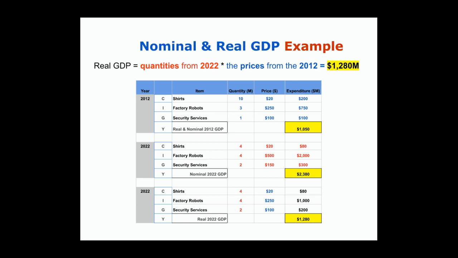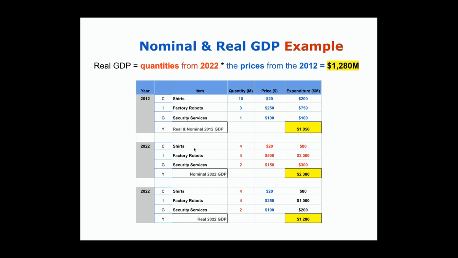So if we look at 2012, and we look at a very simple economy with just some consumption, some investment, some government spending, you can see quantities. And again, this is a simplified example. In the consumption there were 10 shirts at $20 and 3 factory robots at $250 and 1 set of security services at $100, well, when we multiply the quantities and the price and we add all that up, it comes to $1,050.